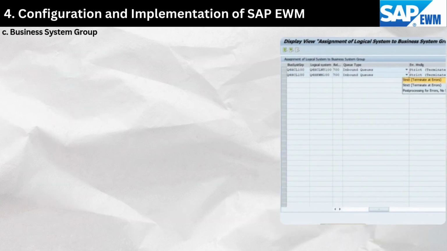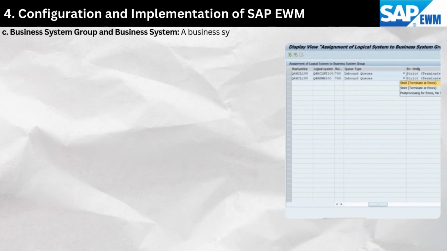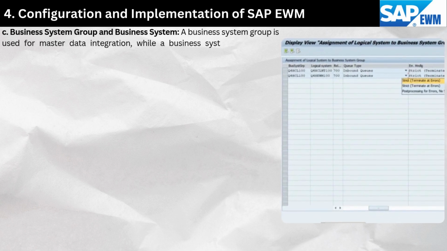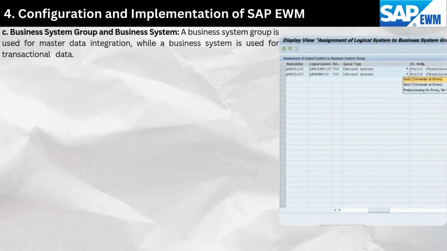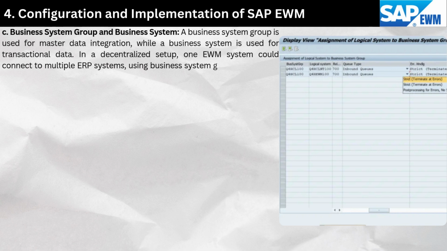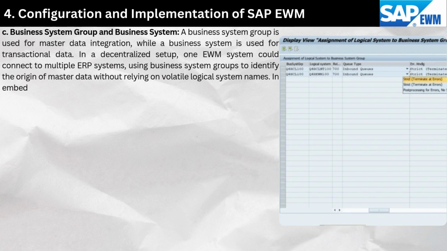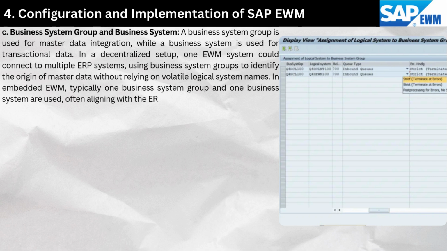Business system group and business system. A business system group is used for master data integration, while a business system is used for transactional data. In a decentralized setup, one EWM system could connect to multiple ERP systems using business system groups to identify the origin of master data without relying on volatile logical system names. In embedded EWM, typically one business system group and one business system are used, often aligning with the ERP system.